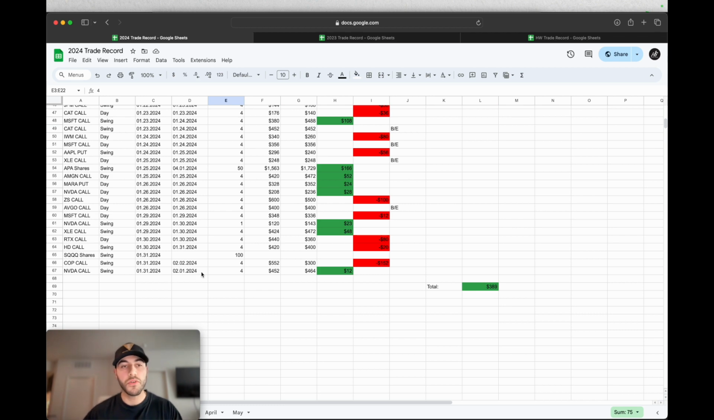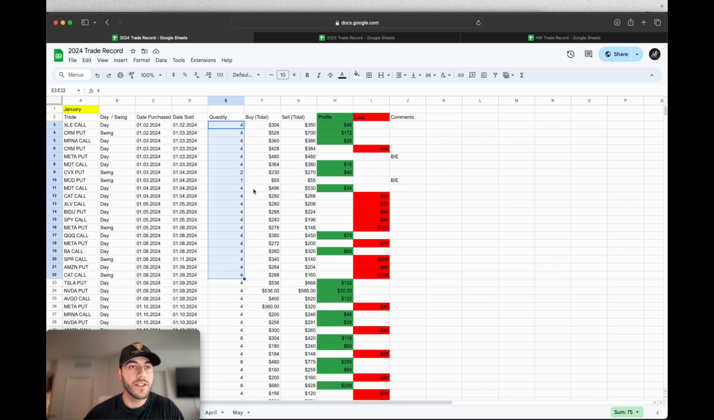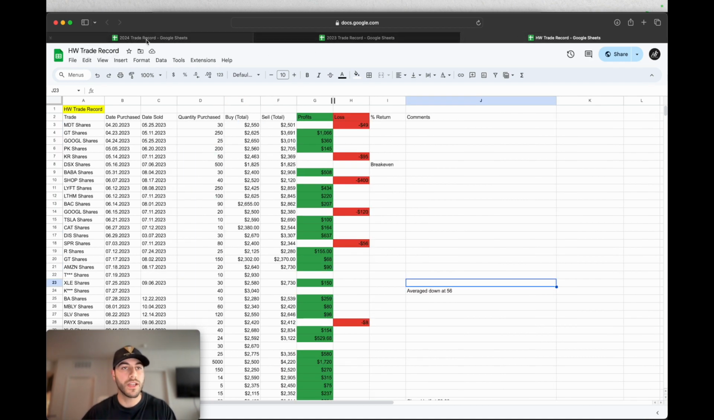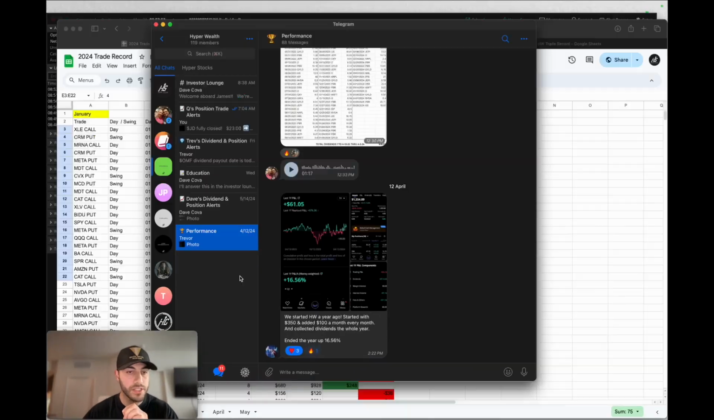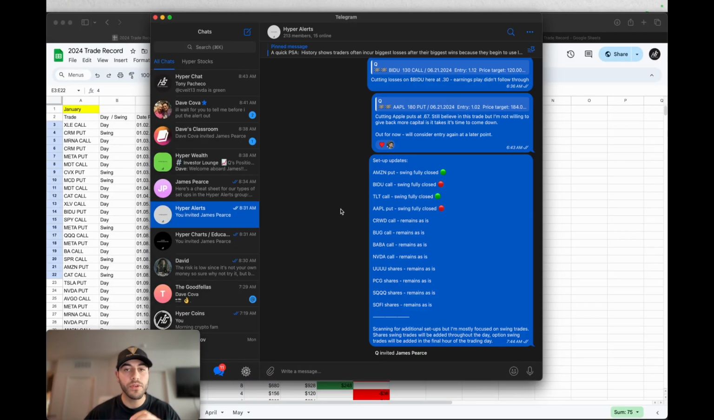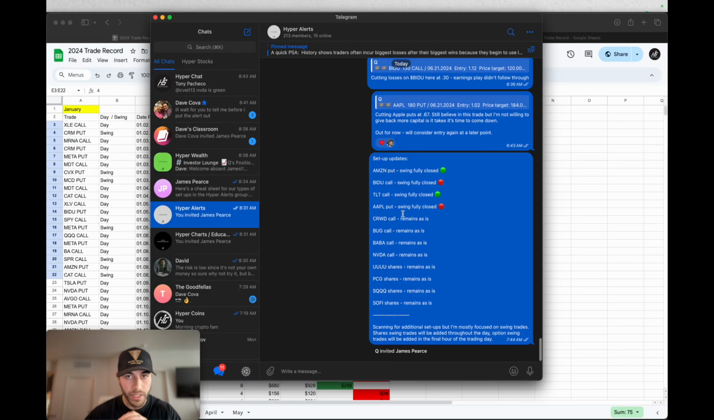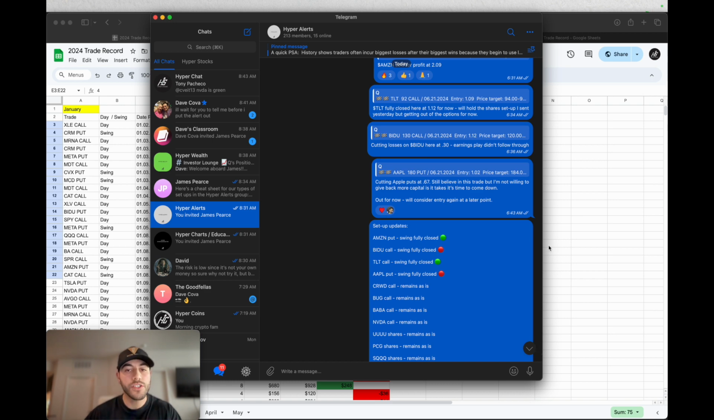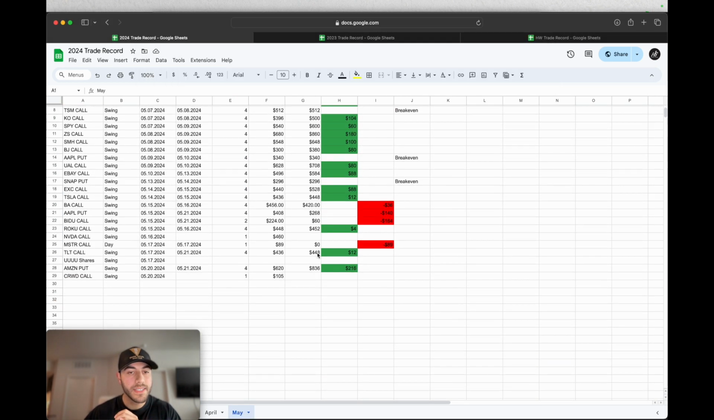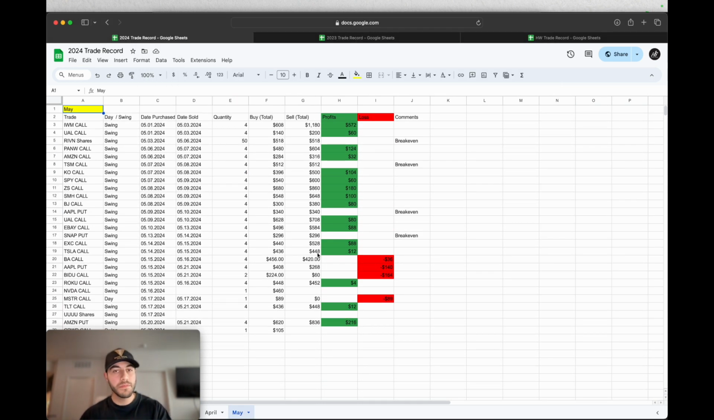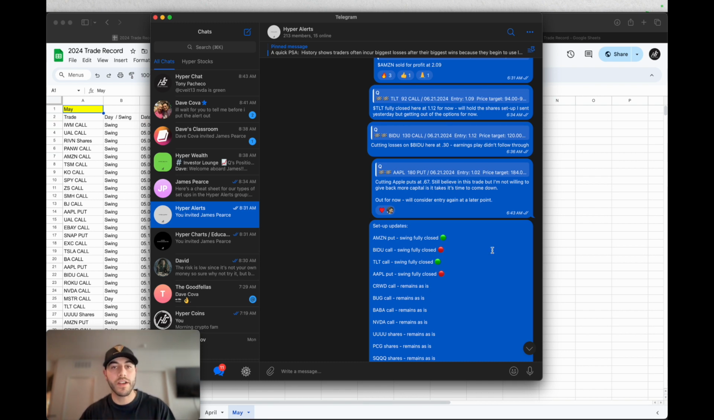Now, speaking of performance, let's go ahead and pull up our trade records. For our trade records, we're focused on the 2024, 2023, and of course the Hyper Wealth trade record. So all the positions that we took in Hyper Alerts in specific, here in this case, the options trading group, we have them listed here in our May trade record. It is May, so let's go ahead and go over this trade record so far.